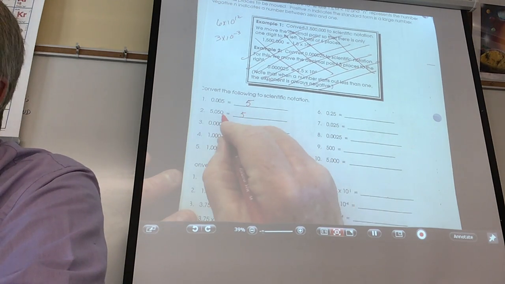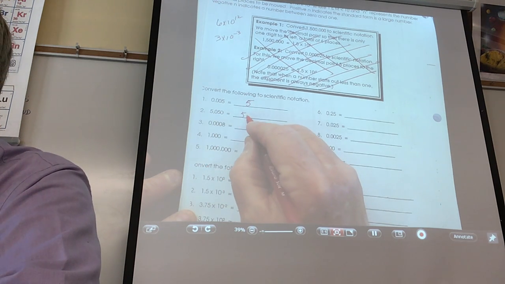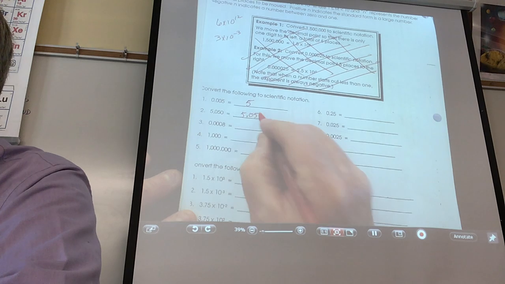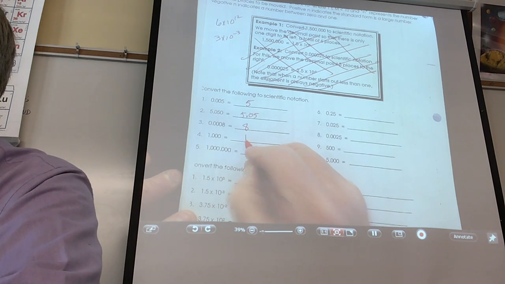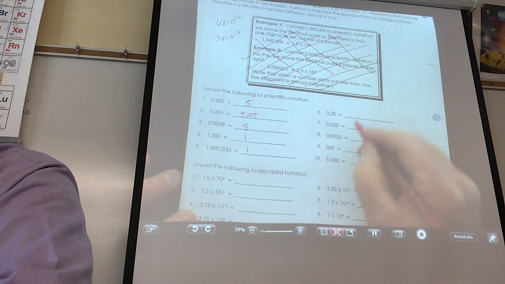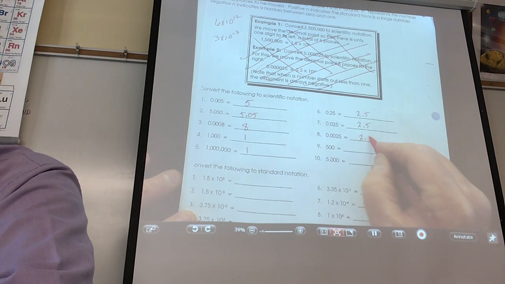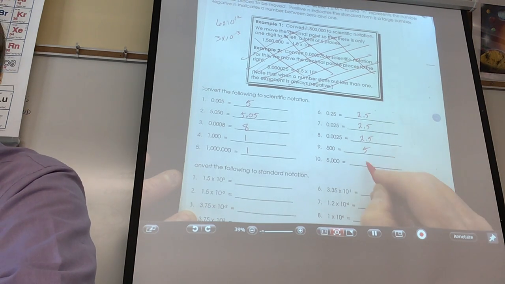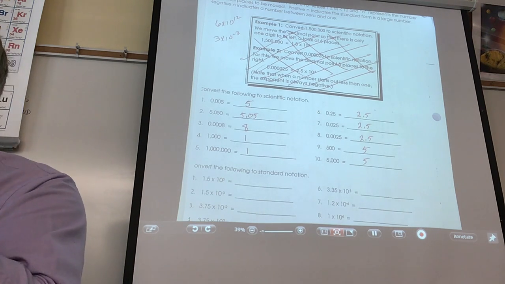Where is the only place you can move that decimal to create a number between 1 and 10, not counting 10? $5.05. $8. $1. $2.50. $5. Everybody gets step 1. What do you think about that? I'm all right with that.